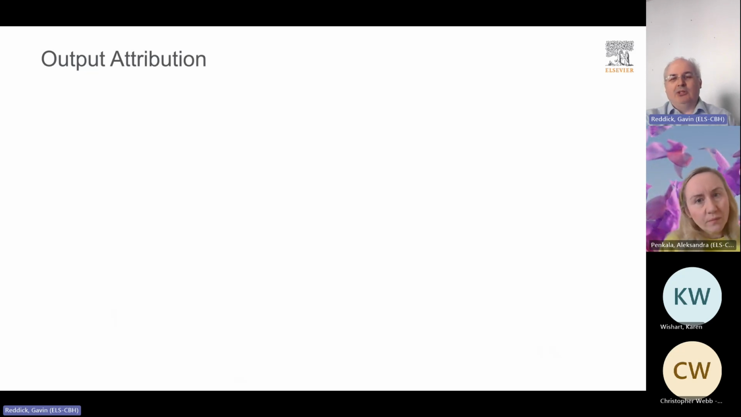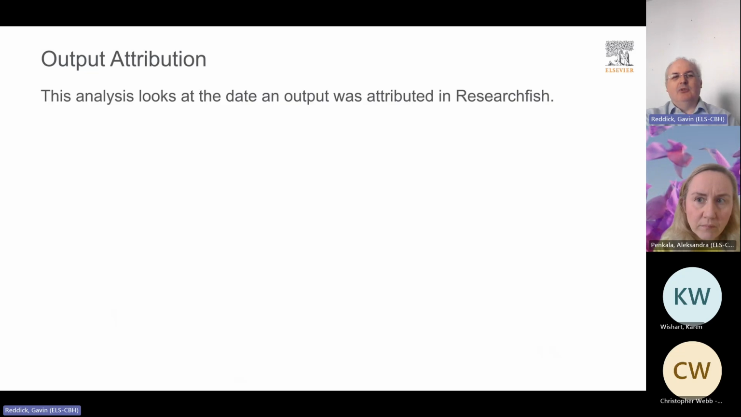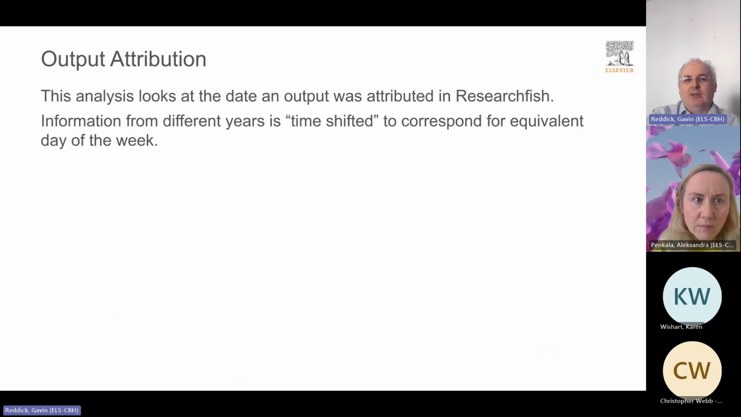In terms of output attribution, this is the next phase that we look at in terms of the journey the users undertake to complete their submissions. So we look at the date an output was attributed in Researchfish, so when they have made a connection between a particular outcome and a particular award. And we use the same time shifting methodology.